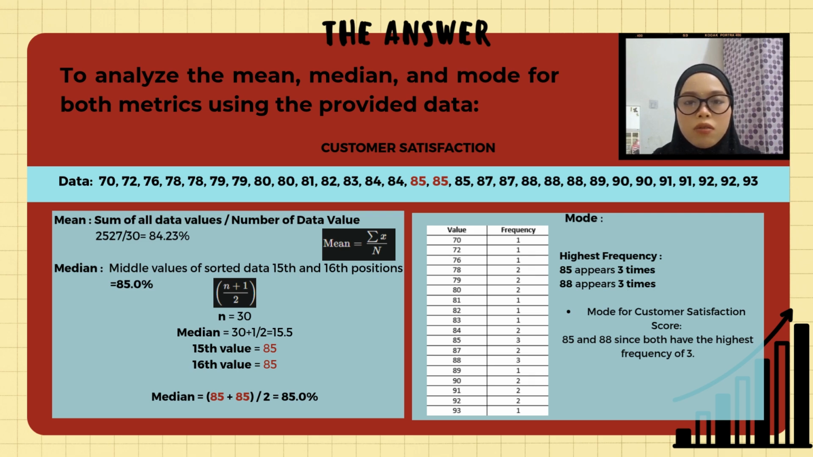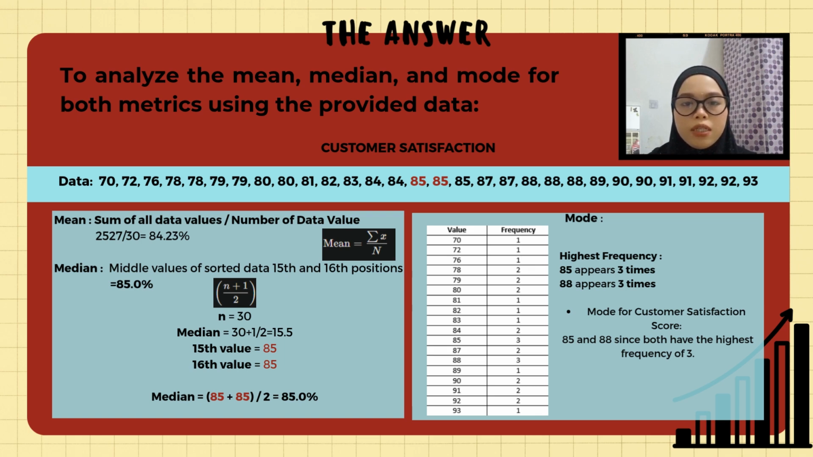Here is the listed data for customer satisfaction, which is from 70 to 93. When you have listed all the data, next you have to find the mean. The formula of the mean is the sum of all the data values divided by the number of data values. Here I get 2527 as the sum of all the data values, and 30 as the number of data values. So the total is 84.23%.